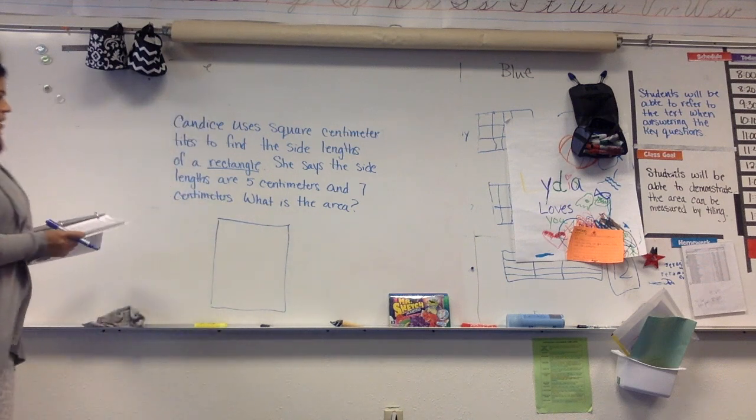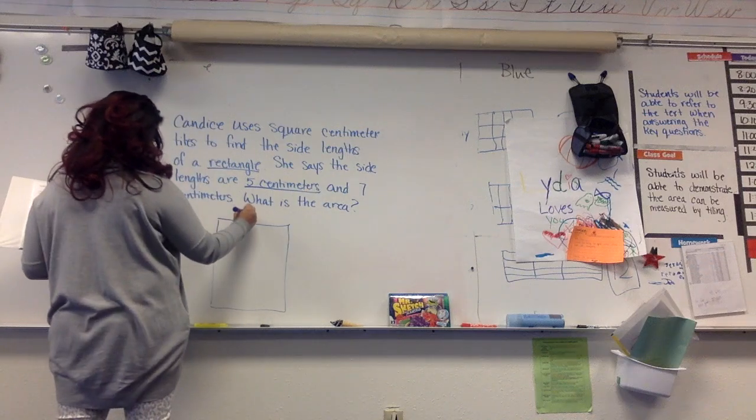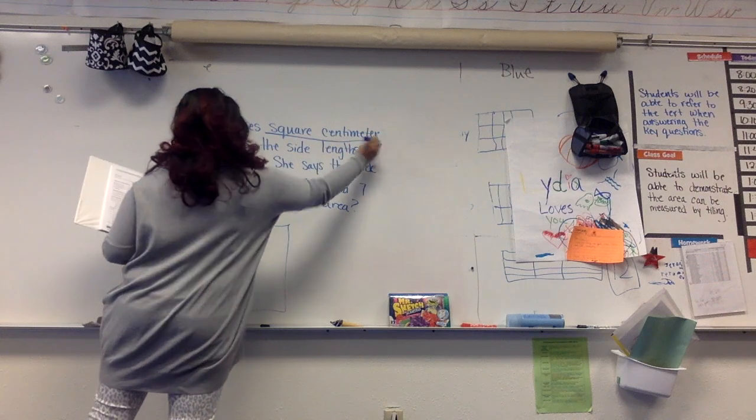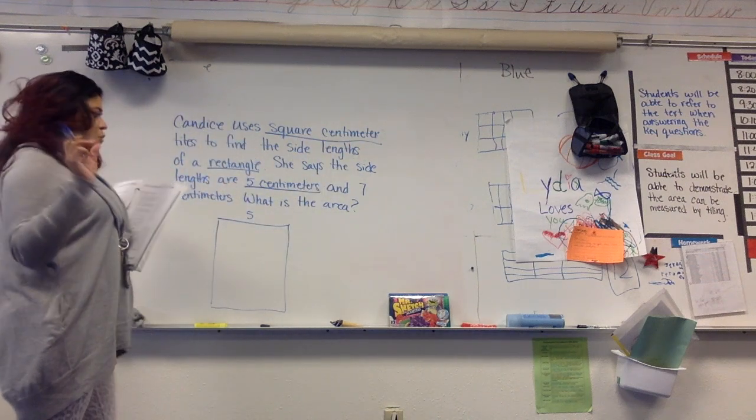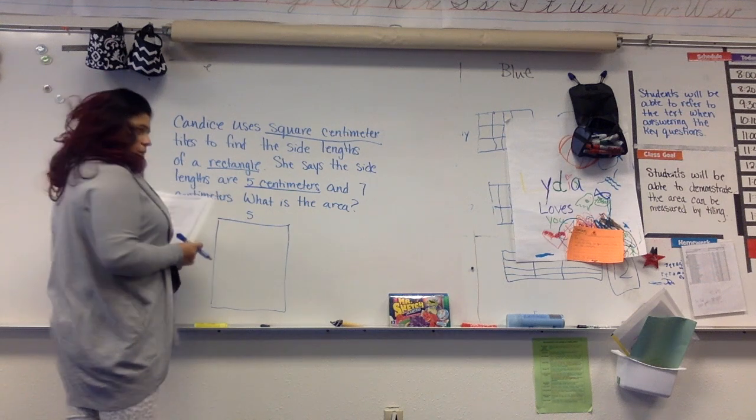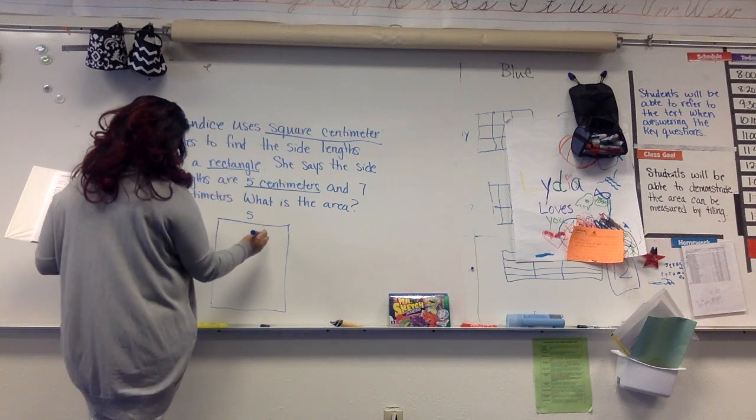Now she says that one side is 5 centimeters. But she was using square centimeters. Like in your lab, you have those little orange square centimeters. So I am drawing squares here. So I have to divide this equally into 5. This side has to have 5.